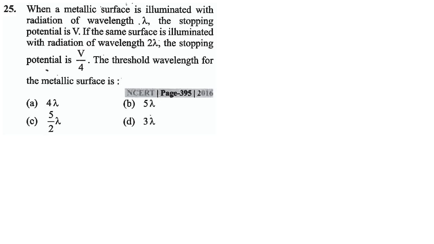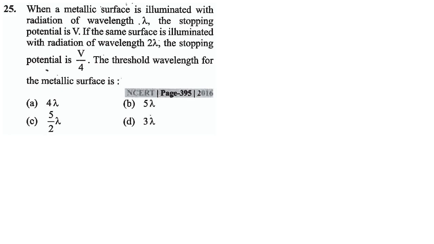Next, when a metallic surface is illuminated with a radiation of wavelength lambda, the stopping potential is V. If the same surface is illuminated with a radiation of wavelength 2 lambda, the stopping potential is V by 4. Find the threshold wavelength for the metallic surface.